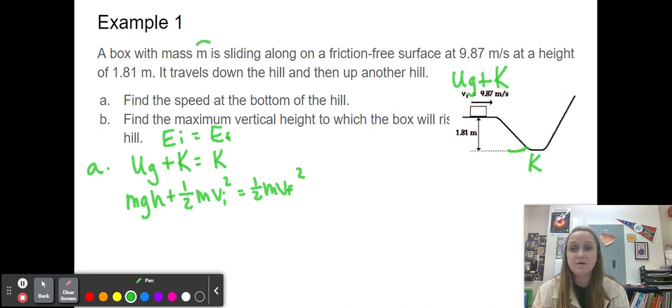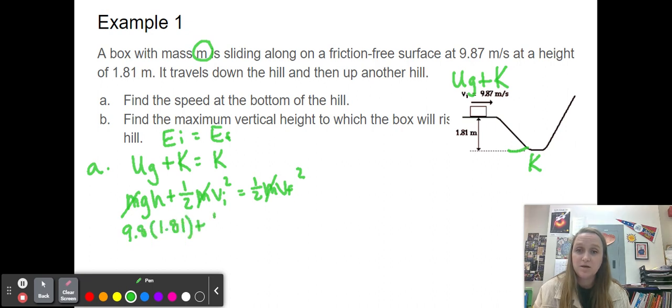Now you'll notice here it gives me a block of mass m. But since the mass doesn't change, we can start by canceling out the mass because it's in every single one of our items. Now, if the mass were to run into another object, it would change the mass of the system. But right now, the mass of the system remains the same, so we can cancel it out. We can't cancel out g though, so I'm going to start with g. I'm going to use 9.8 times my height of 1.8, plus 1/2, and we know our initial velocity is 9.87 squared. And this is going to be equal to 1/2 final velocity squared.